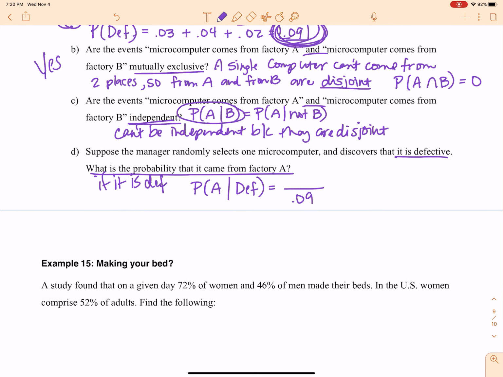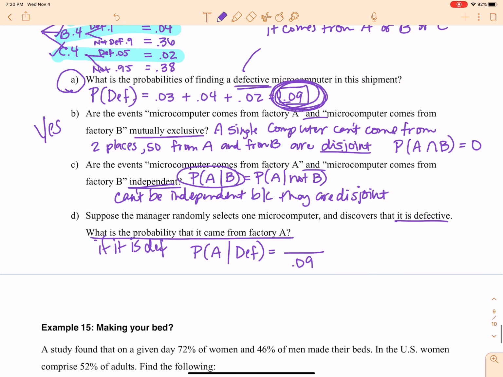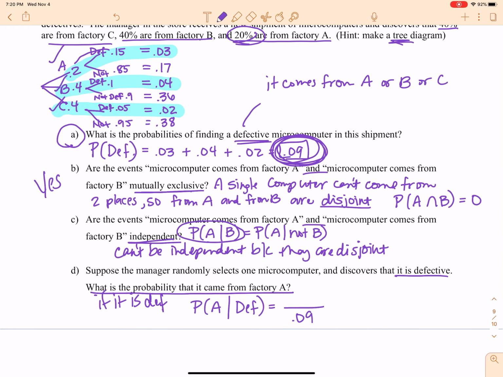I know it's defective, so what's the probability it came from A? So 0.09 goes in the denominator, 0.03 goes up here. Now, I know I told you to leave everything in fraction form, but it is not good math practice to leave decimals in your fractions. So we don't do that. We're going to go ahead and tidy this up. So we are going to divide 0.03 by 0.09, and you know what it is because this is good math practice right here.